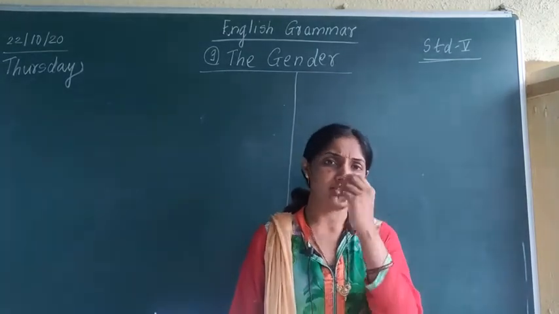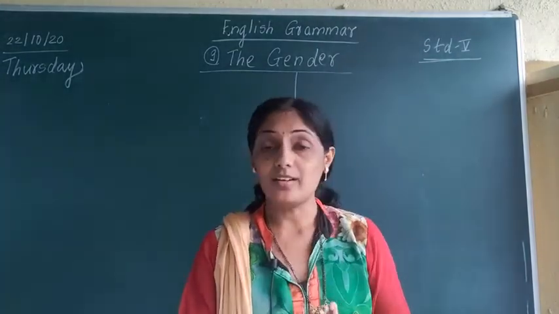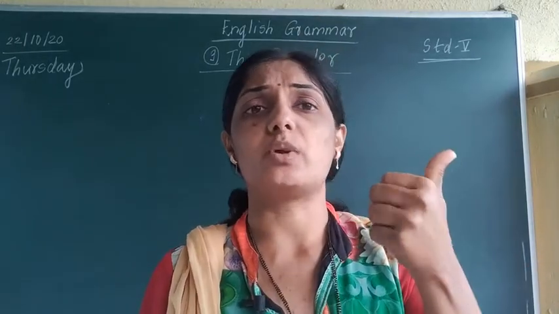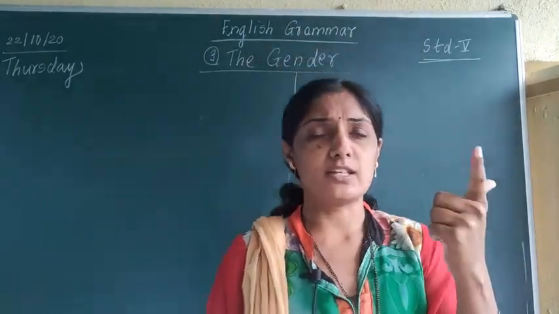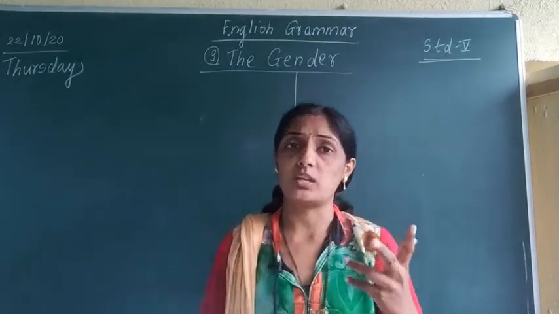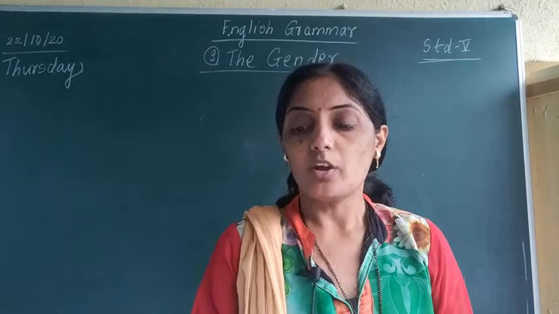What is the gender? Gender means what? There are main 4 types of gender. First one is masculine gender, second one is feminine gender, third one is common gender, and the fourth one is neuter gender.